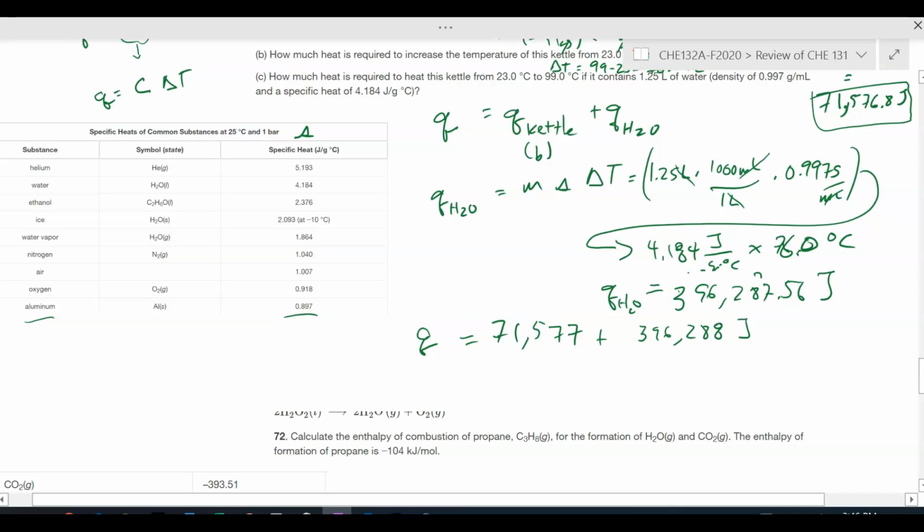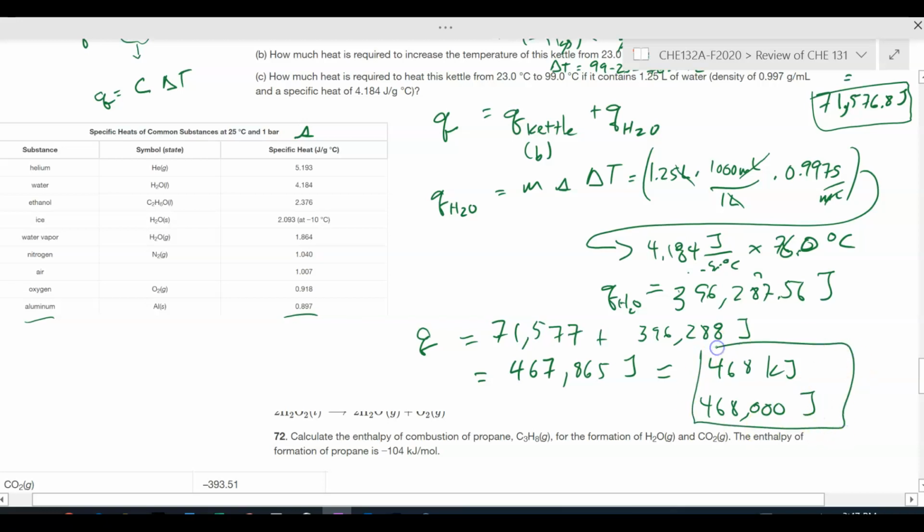that comes out to be 467,865 joules. And realistically, I guess I would call that, I'd probably round it off at 3 sig figs, 468 kilojoules, or 468,000 joules would be an approximation of how many sig figs we could count on that one. So either one of those answers would be the right answer for that.